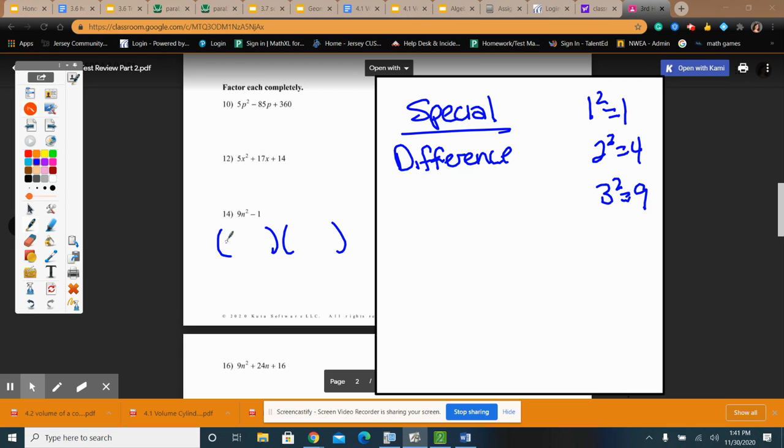Square root of 9n squared is 3n. So then we do 3n in both spots. Then you get 1 plus and 1 minus and 1 and 1. And because they're conjugates, where the different sign there, that makes it cancel and not give you a middle term.